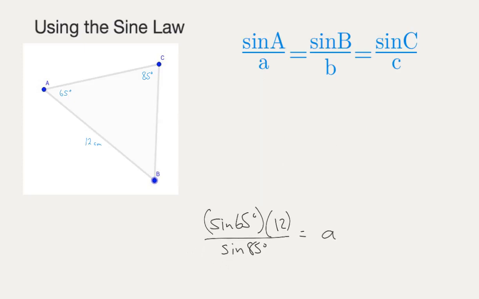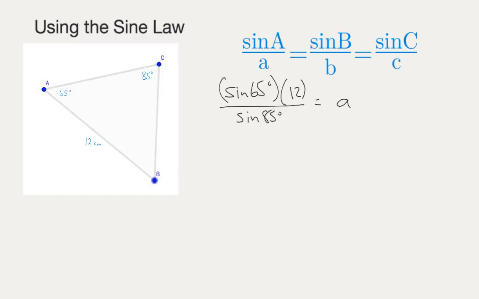So I just need to do some punching into my calculator. 65 sine times 12 divided by 85 sine equals approximately 10.9, and I would guess that would be in centimeters. Now we've found side A, and it's 10.9.